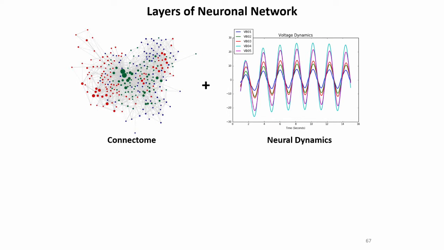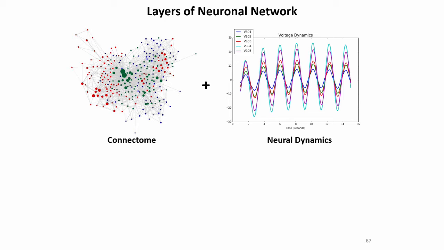The neural system consists of two fundamental layers. The first layer is a static mapping of the network connectivity called the connectome, and the second layer is the dynamic biophysical processes between neurons, i.e. the neural dynamics of the network. And in recent years, there has been significant progress in resolving and modeling both of these layers for different biological organisms.